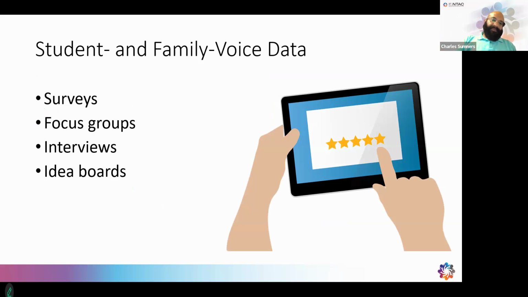So student, family, and voice data provides valuable insights into what they want and need from the program, which is most important, right? That's who we're serving. We're serving students and their families. We can get this data from things like surveys, focus groups, idea boards, and even social media, really. Social media platforms are, I think, an underrated tool for capturing real-time feedback and also just gauging interests, right? And understanding how the community is feeling, right? The sentiment of the community.